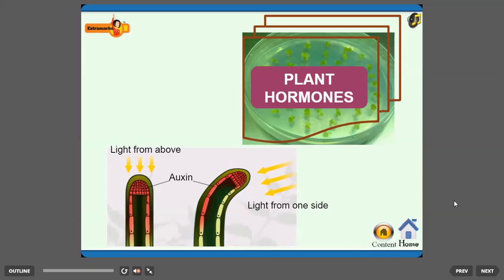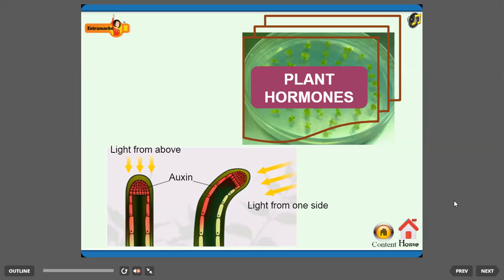That means when light comes from one side of the plant, auxin diffuses away from the light towards the shady side of the shoot. Now the higher concentration of auxin towards the shady areas stimulates the cells to grow longer and faster, and the plant appears to bend toward light.